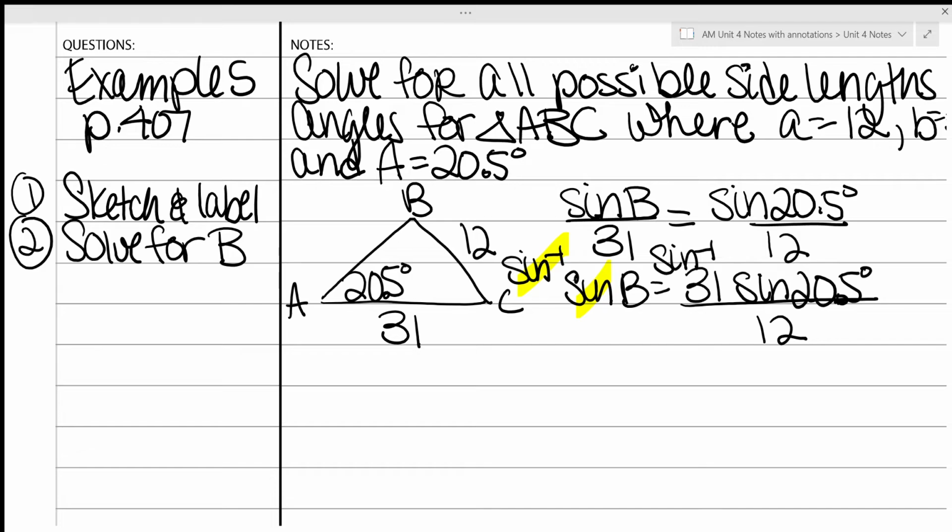So I'm doing sine inverse of 31, sine 20.5, and then I'm putting the 12 in the denominator. And I get 64.8 for angle B. Uh-oh, did not mean to keep that in there. Okay.